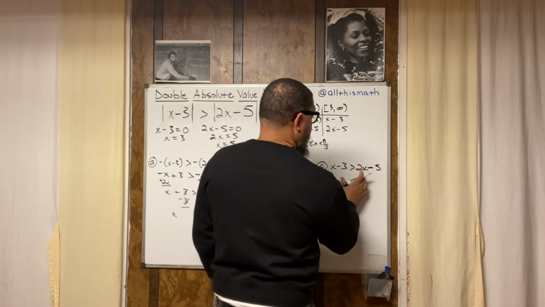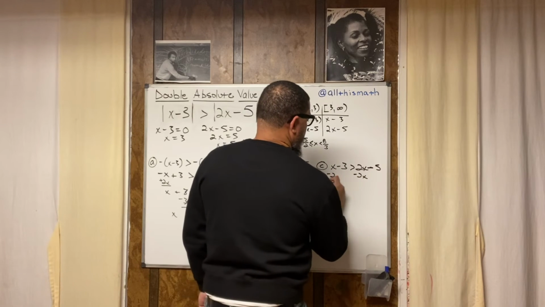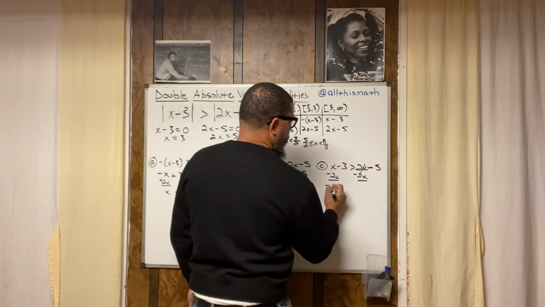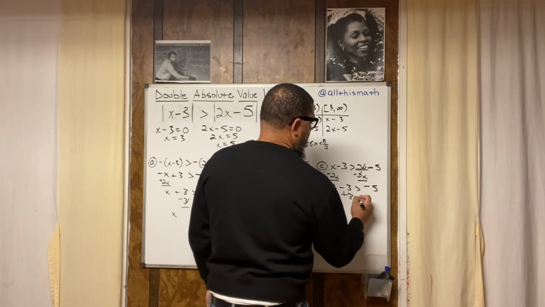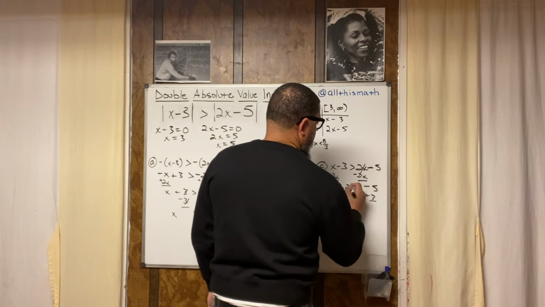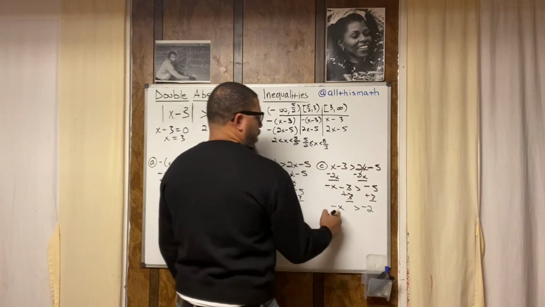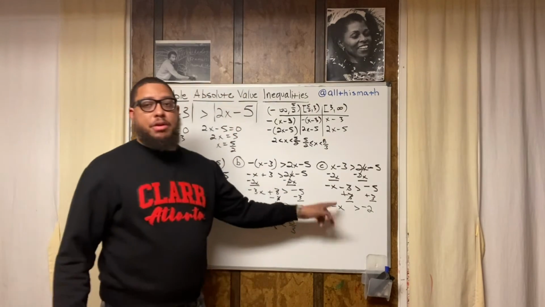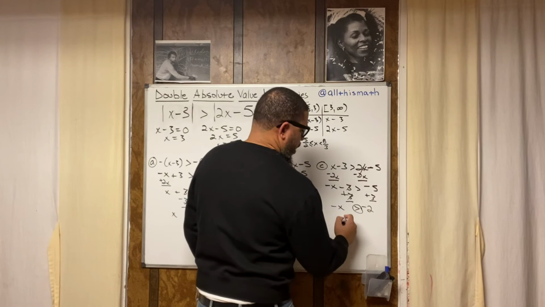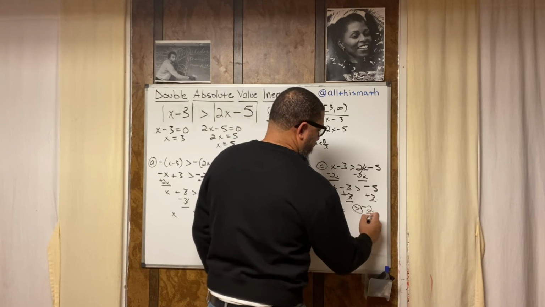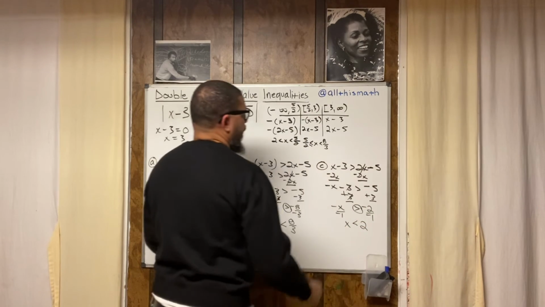So x minus 3 is greater than 2x minus 5. So we're gonna do minus 2x on the right, minus 2x on the left. Boom, x minus 2x is negative x minus 3 is greater than negative 5. I'm gonna add 3 on the left, I'm gonna add 3 on the right. Negative x is greater than negative 2. Don't forget to get rid of this negative sign, but if you do that, don't forget, flip that inequality. So we divide by negative 1. You got x is less than positive 2.